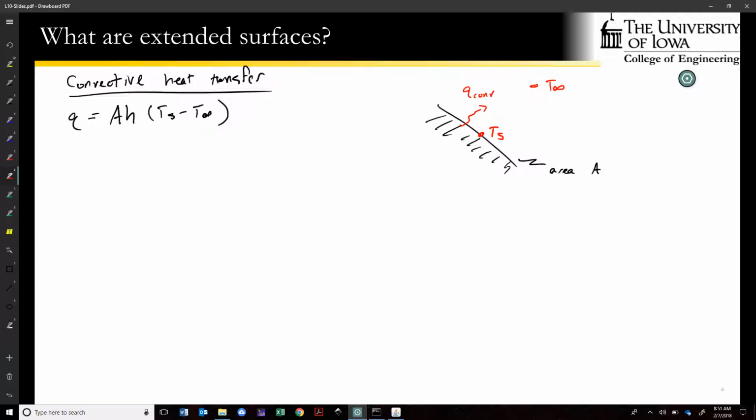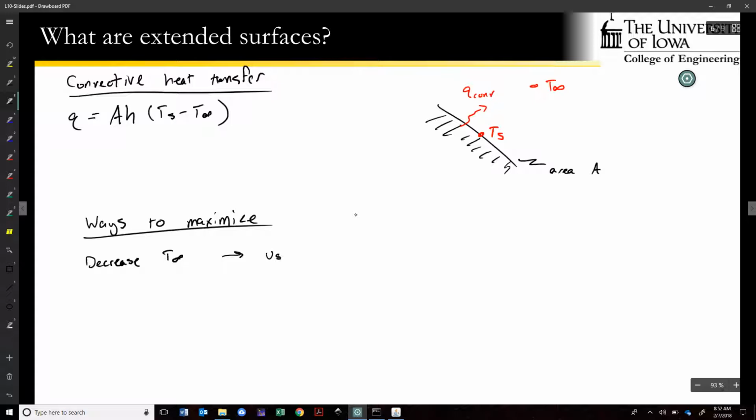So, ways to maximize convective heat transfer. Well, you can decrease T infinity, put it into a colder environment. This is often impractical because the ambient temperature of the fluid that we're trying to cool something in is often outside of our control.